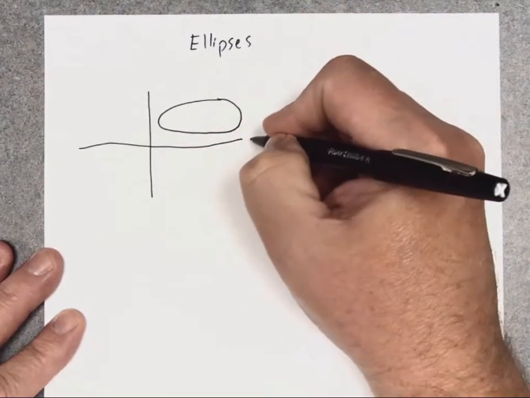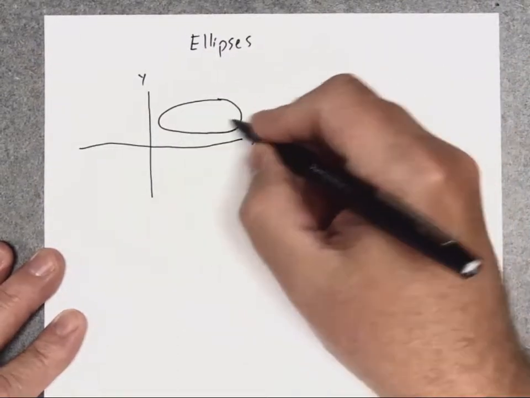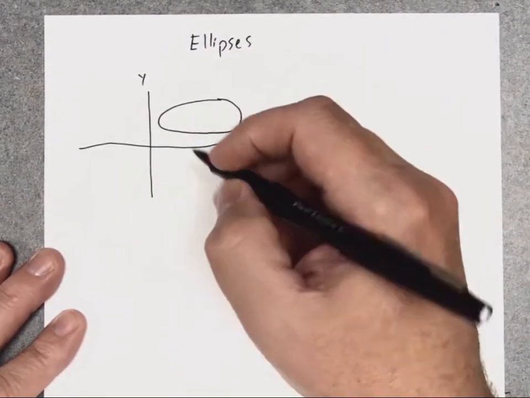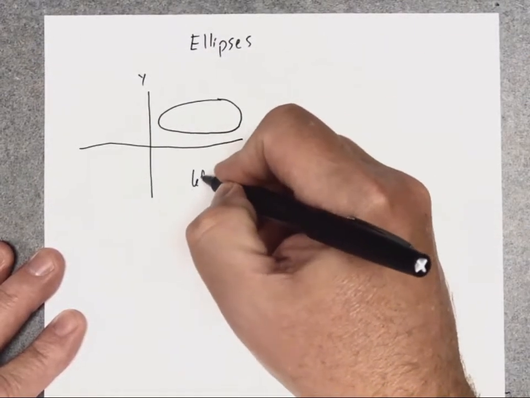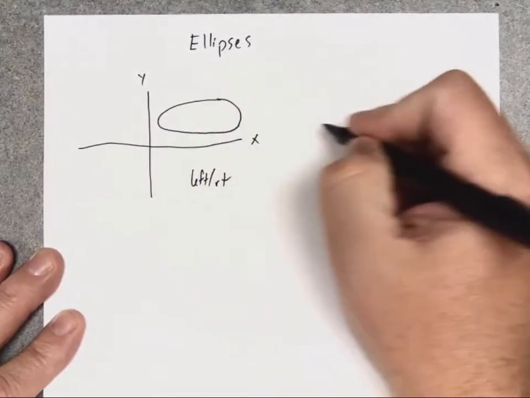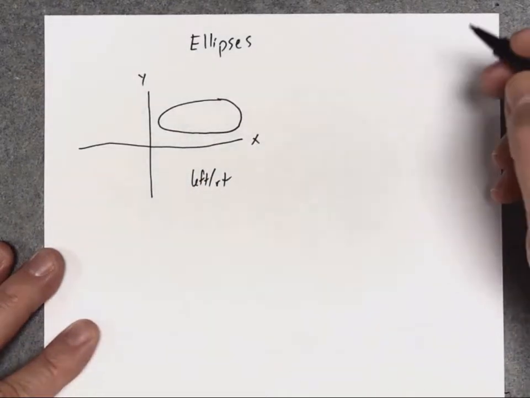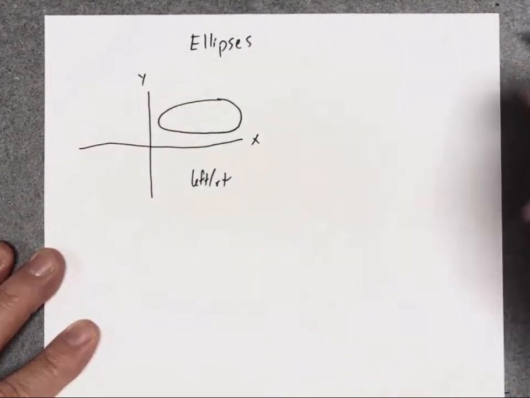Oh, my drawing's not too good. This is what I call sort of like a left-right ellipse, because the long side is like the x-axis. It stretches out to the left and the right.